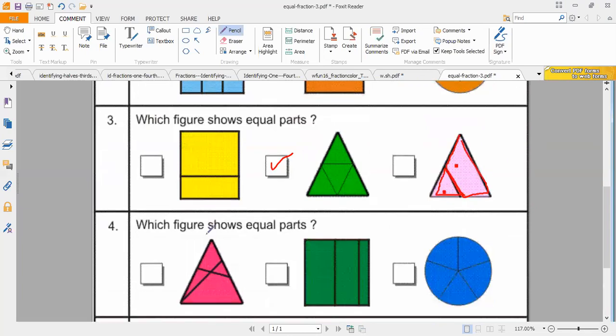Who can answer question number 4? Raise your hand. Mesa? Yes, come on Mesa, question 4.